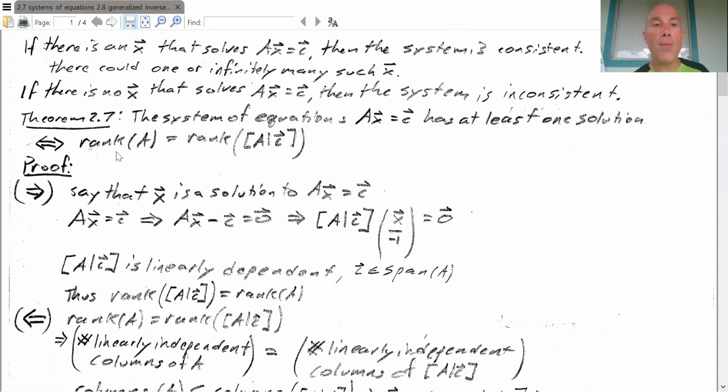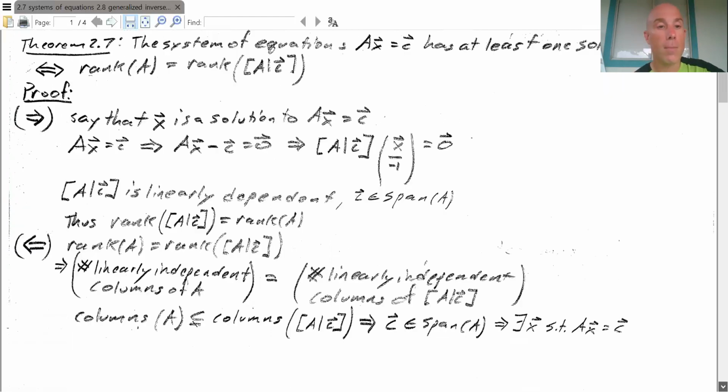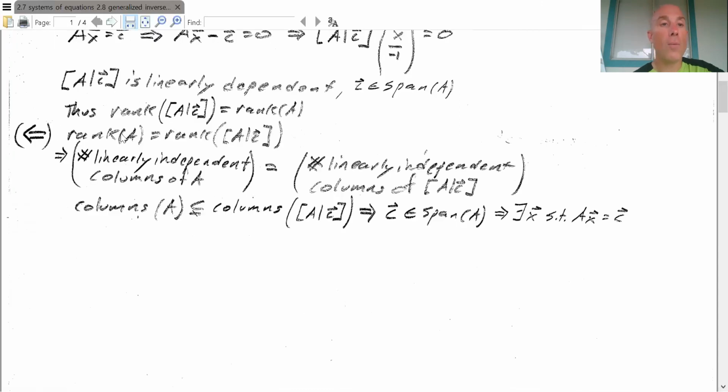Now I'm going to make the assumption that rank of A is equal to rank A append C. So this is my hypothesis, and I need to use this to show that this system of equations has at least one solution. All right, so by hypothesis, rank of A is equal to rank of A append C. Okay, so that tells me that the number of linearly independent columns of A is equal to the number of linearly independent columns of A append C.